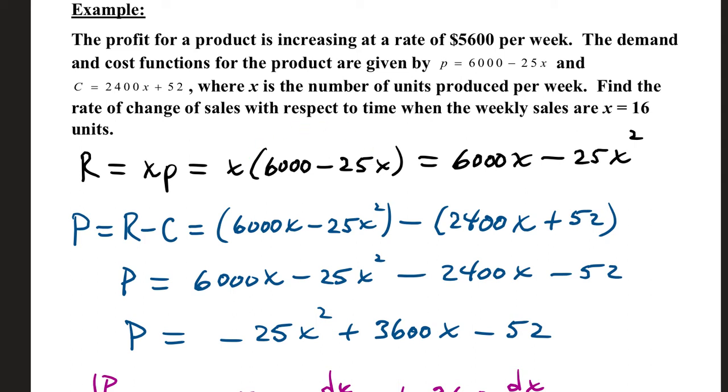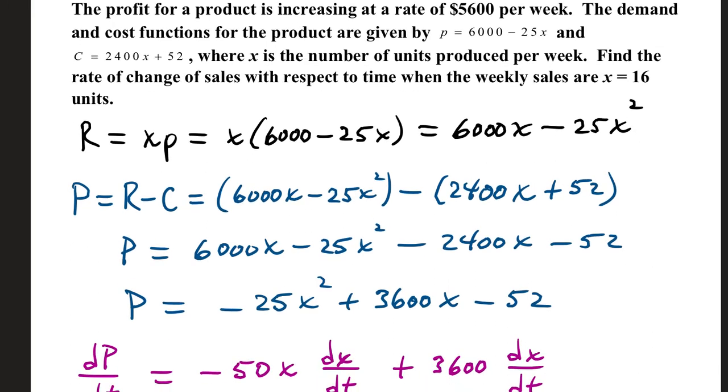Once you have your revenue function, since cost is given, we can create profit by doing revenue minus cost. So we have our revenue function that we just created minus the cost function that was given. Distribute your 1 and negative 1, clean up your terms, and then combine like terms. We have a negative 25x squared. That's the only squared term. 6,000 minus 2,400, that's 3,600x. Minus 52 is the only constant.